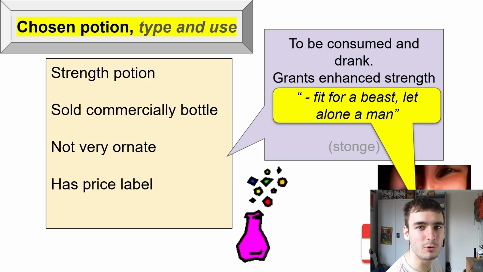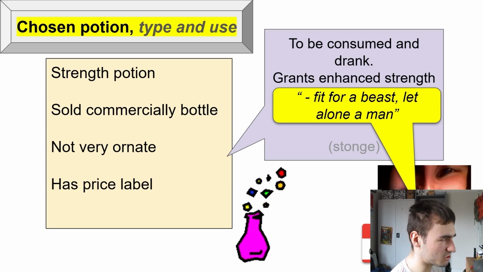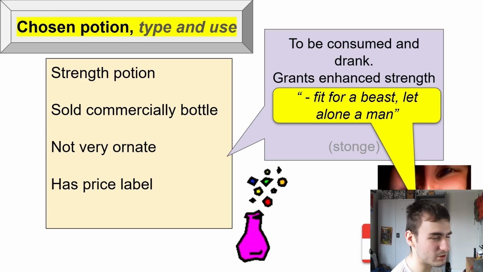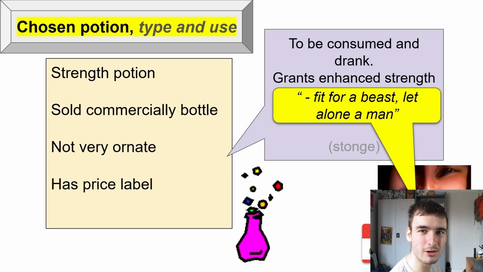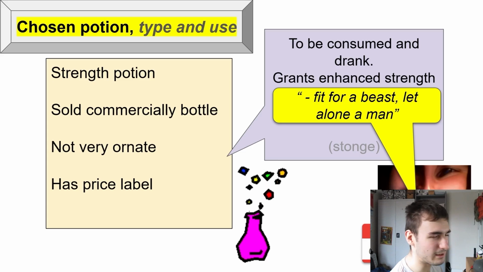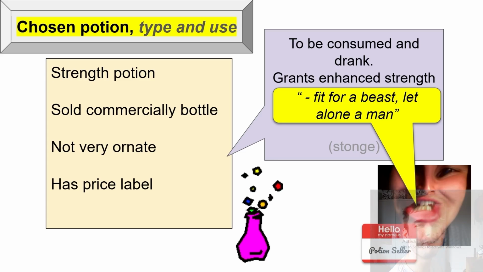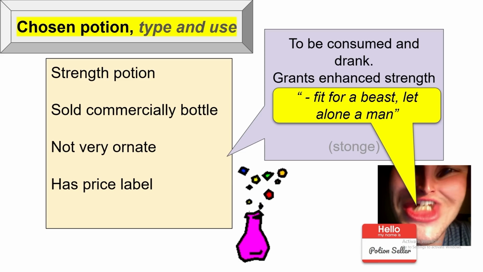Now, as for what kind of potion I chose, I chose a strength potion. Looking on the left, it is going to be a strength potion which is going to be sold in a commercially made bottle in a commercial shop. It's not going to be very ornate and it will have a price tag as a special little attachment, you could say. Looking on the right, drinkable, and it will grant strength.